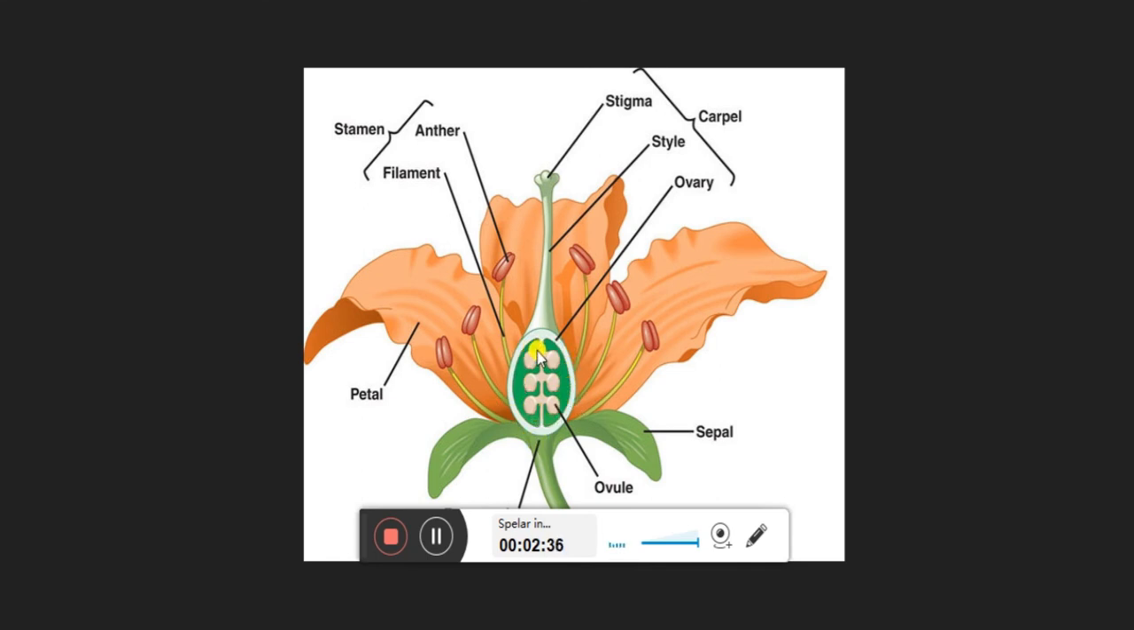On the other side, the other parts of the flower, that is the sepals, petals, stigma, style, anther and filament, all will fall off, and what will remain? Only this portion will remain, and further this will develop. So the ovary will become the fruit, and the ovule will become the seed when they mature.